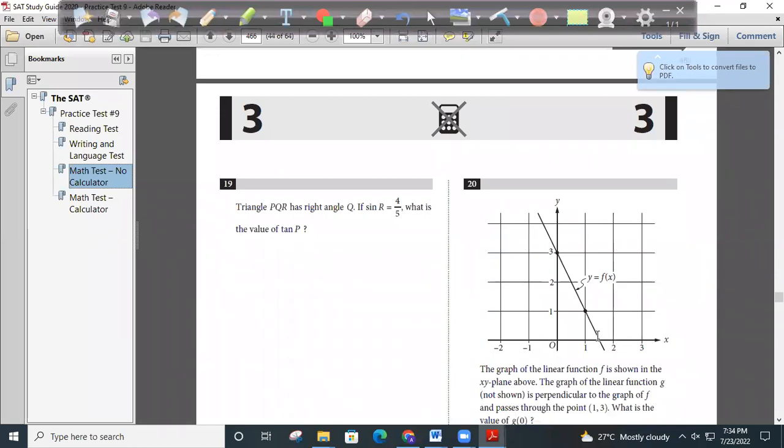Simple, another simple question. Everyone should attack and solve it. Type the proper answer for this question. Triangle PQR has a right angle at Q. If sin R is 4/5, what is the value of tan P?